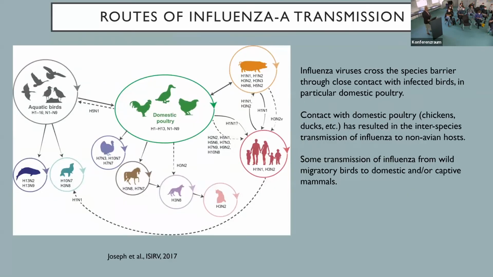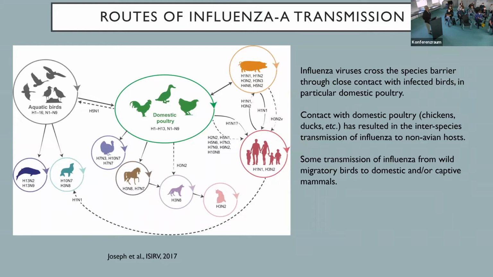Now I'm going to move to flu, and I am going to first talk about some of the ecology of flu. Influenza viruses cross species barriers through close contact with infected birds, in particular domestic poultry. You can see in the green, birds are domestic poultry, and you'll recognize some of the H1N1 things like that. And when people have contact, or other wild birds or other mammals have contact with domestic poultry, there can be interspecies transmission of influenza.